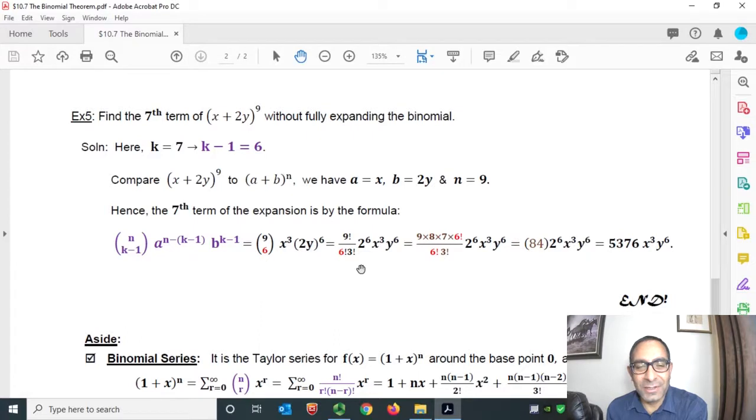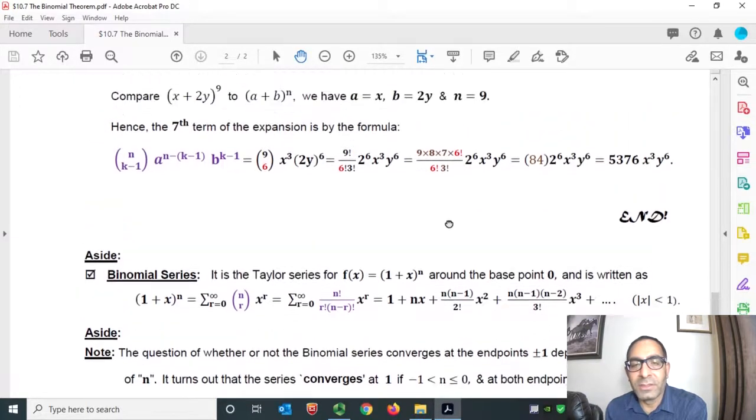Then in the next step, let's expand the binomial coefficient. Here 9 choose 6 becomes 9 factorial over 6 factorial times 9 minus 6, which is 3 factorial, then times x cubed as it is. This power of 6 is for both 2 and y, so 2 raised to the power 6, here I put the constant, and y raised to the power 6 is here. Now let's simplify the coefficients here.